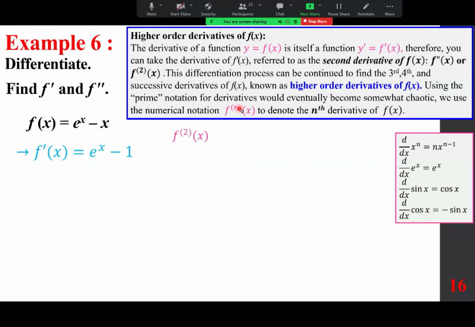So for example, this notation means the second derivative, or simply f double prime. f double prime is itself e to the power of x, right? Because the derivative of minus 1 is 0, and the derivative of e to the power of x is itself. It's that simple.